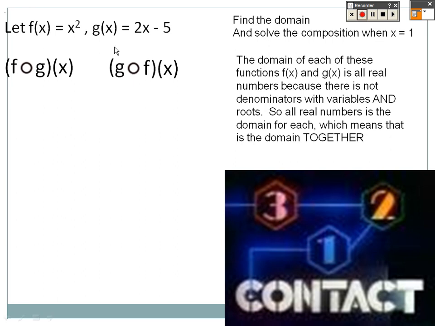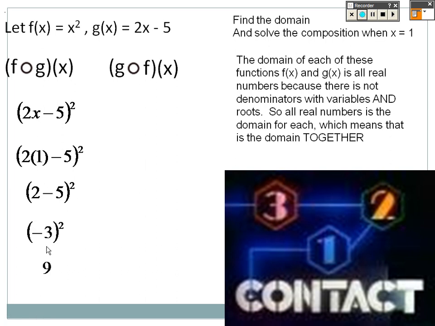But anyway, take g and plug that in. So that's 2x minus 5, squared. And if you wanted to, you could FOIL that out for me and tell me what it actually all is. But right now, I can plug a 1 in. 2 times 1 is 2. 2 minus 5 is negative 3, and negative 3 squared is 9. Over here, I take all of this and plug it in for x. So I get 2x squared minus 5.